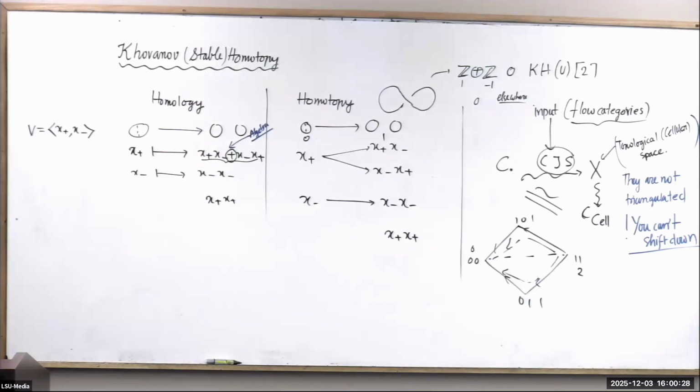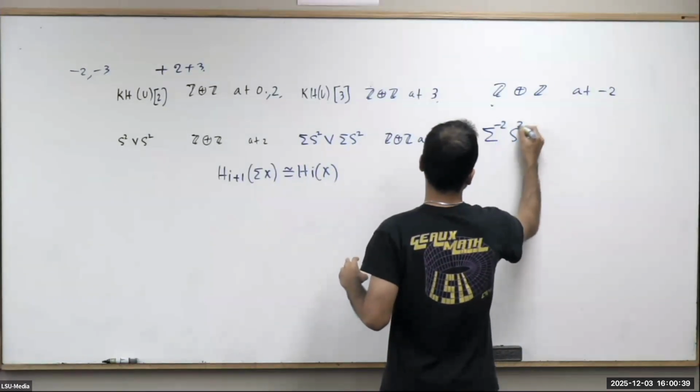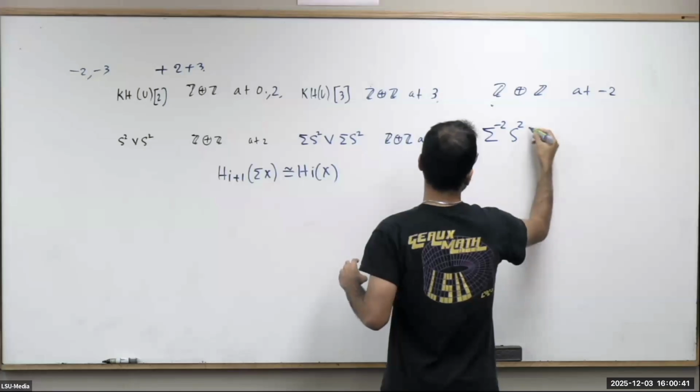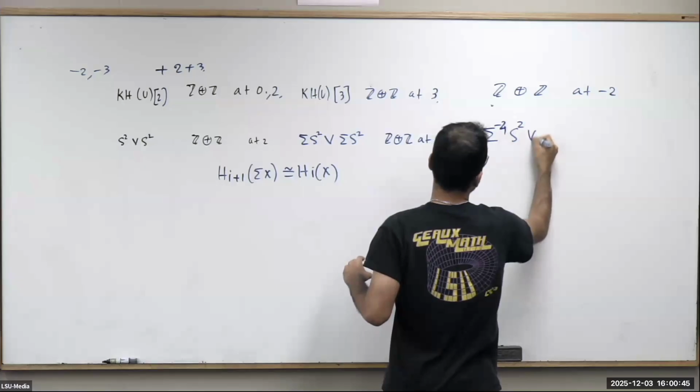To shift down, we use something called formal inversion. That is, we make this suspension map invertible. And what we do is talk about spectra. That is at -2, so it has to be shifted by 4.